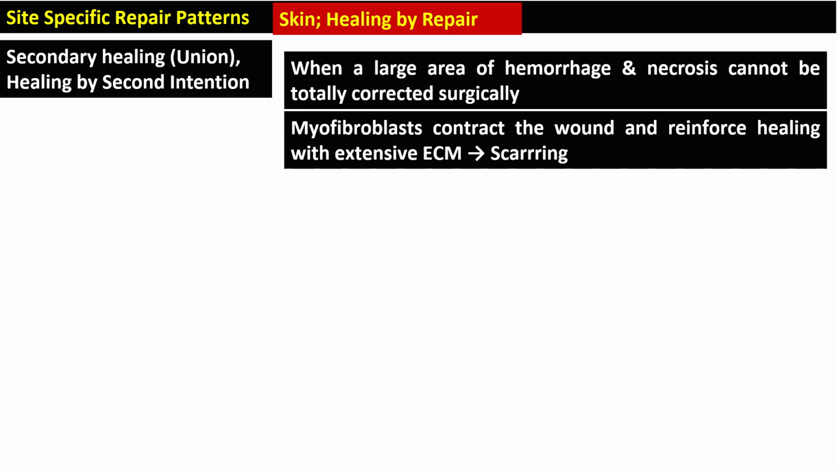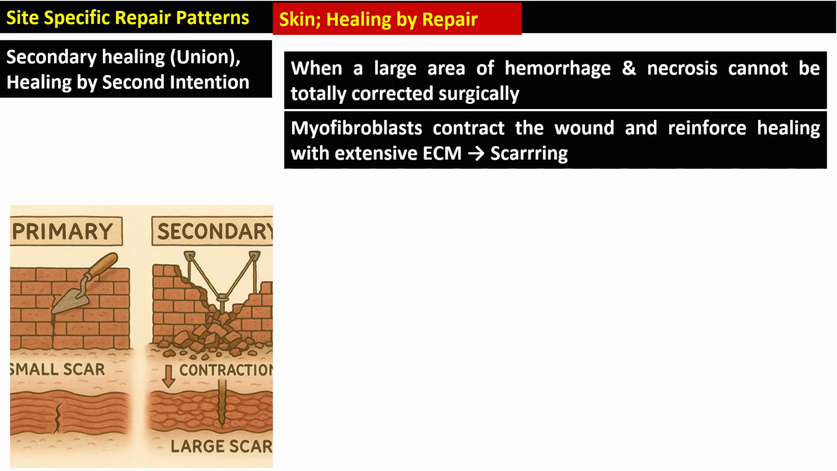Secondary healing, secondary union or healing by second intention occurs when a large area of hemorrhage and necrosis cannot be totally corrected surgically. Myofibroblasts contract the wound and reinforce the healing with extensive deposition of extracellular matrix that leads to scarring. So this analogy of rebuilding a collapsed wall can be used. It is like fixing a small crack in primary healing. A small crack is fixed with a bit of mortar, with precise minimal effort, and leaves little mark.